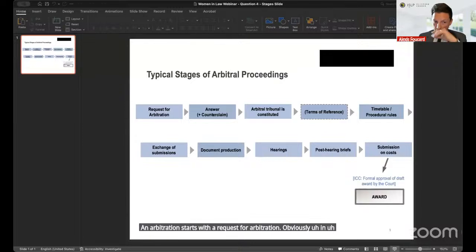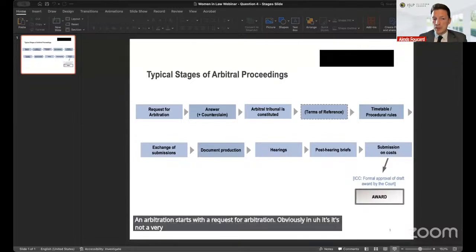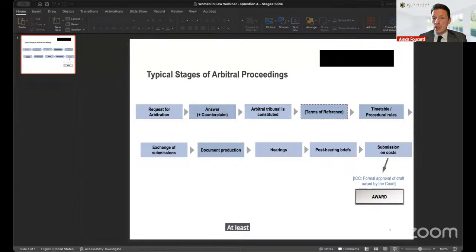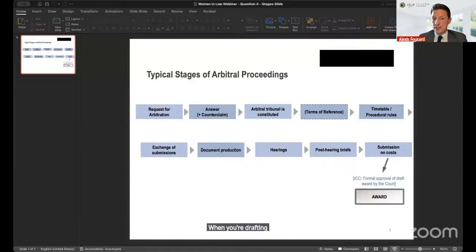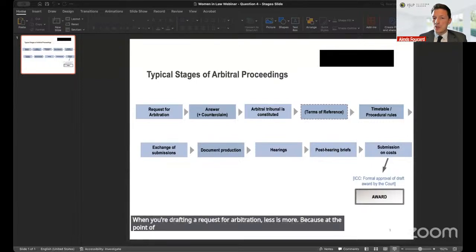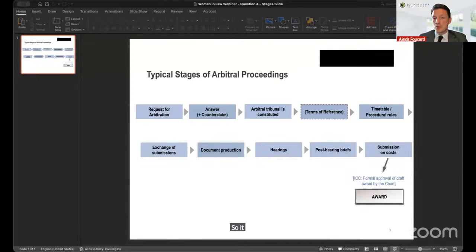It's not a very formal submission, at least in ICC arbitration. It doesn't have to be very long, and that's the first thing to keep in mind when you're drafting a request for arbitration. Less is more, because at the point of submitting your request for arbitration, you don't know the full extent of the dispute. You don't know what the opponent will say, how they will argue their case. So it's better to keep your request for arbitration short.